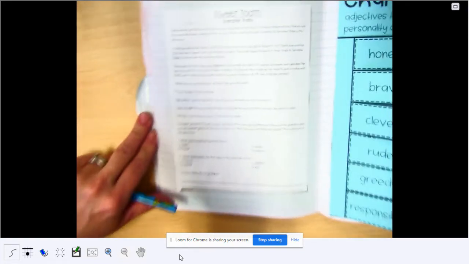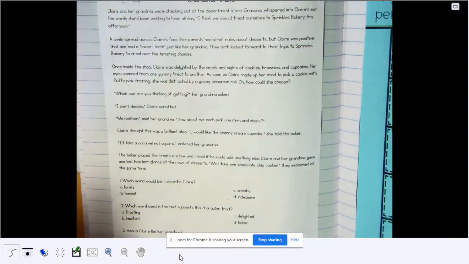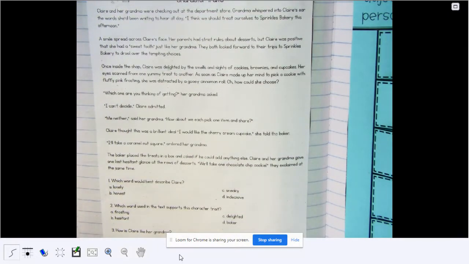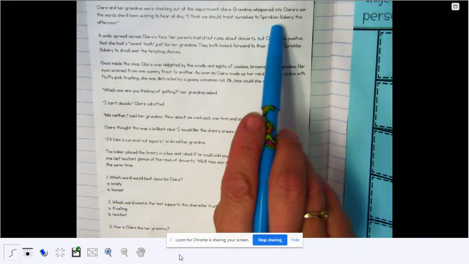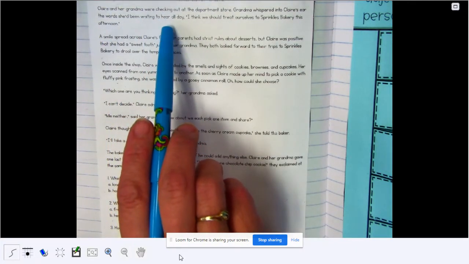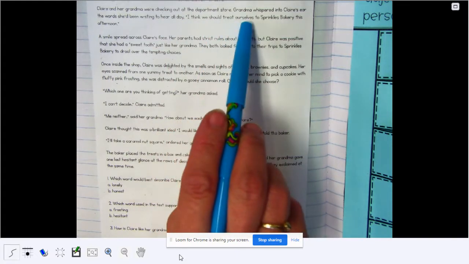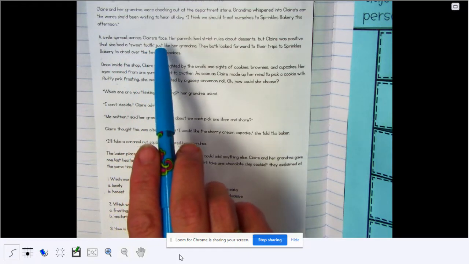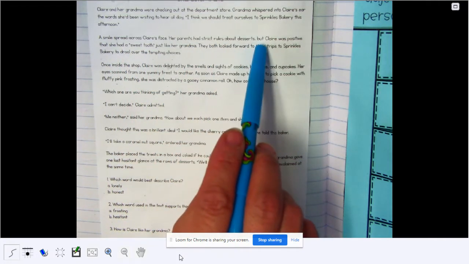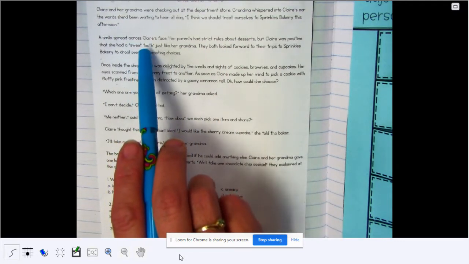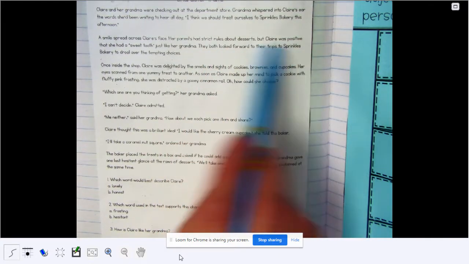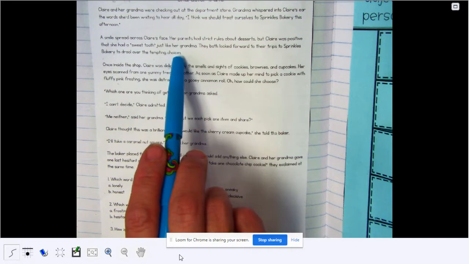All right, let's go to our story called Sweet Tooth. So remember, we're talking about character traits. You can follow along in your book. Claire and her grandma were checking out at the department store. Grandma whispered into Claire's ear the words she'd been waiting to hear all day. "I think we should treat ourselves to Sprinkles Bakery this afternoon." A smile spread across Claire's face. Her parents had strict rules about desserts, but Claire was positive that she had a sweet tooth, just like her grandma. They both looked forward to their trips to Sprinkles Bakery to drool over the tempting choices.